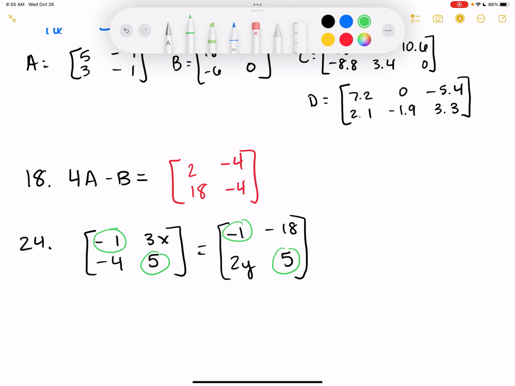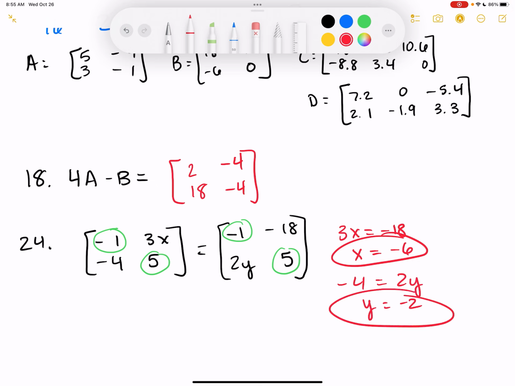Okay, so we're going to basically set up a one-step equation with these. So we'll have 3x is equal to -18, because we want to know what x is equal to. So then we can divide by 3, so x is equal to -6. And then we can do the same thing with y. -4 is equal to 2y. So divide by 2, so y is equal to -2. And that's all you have to do for those.